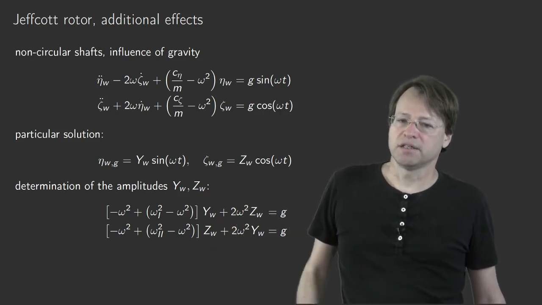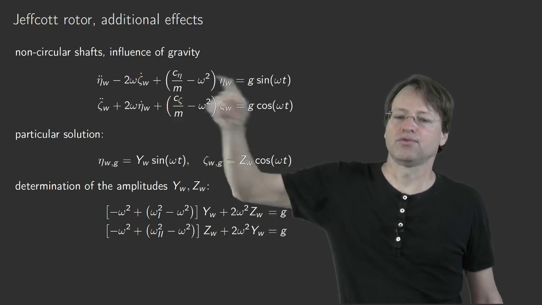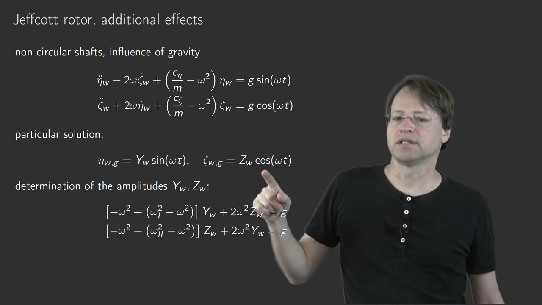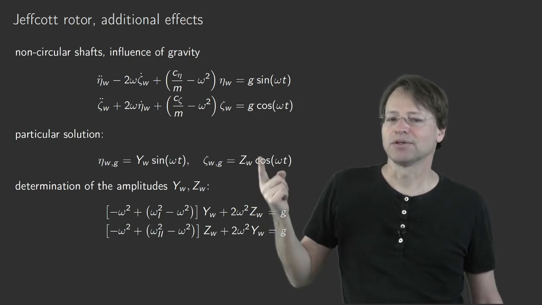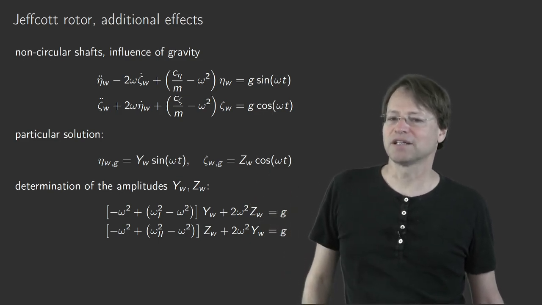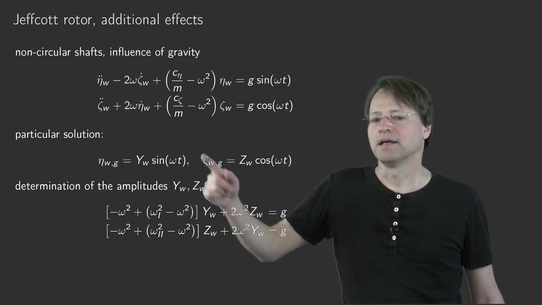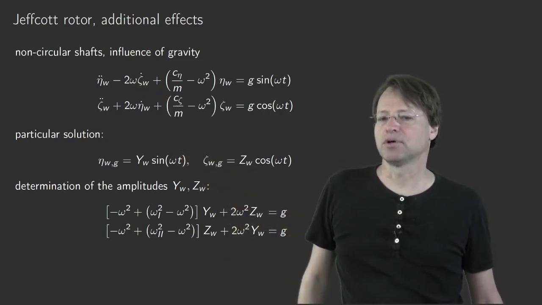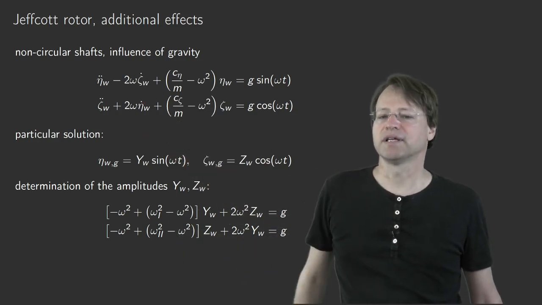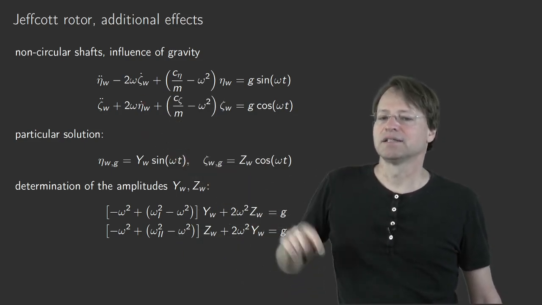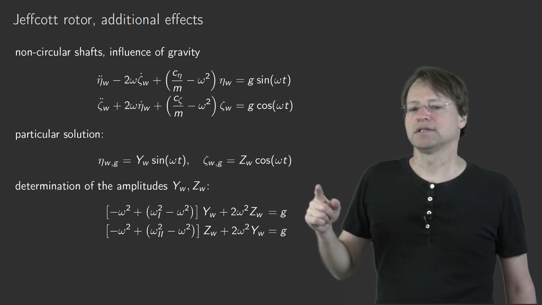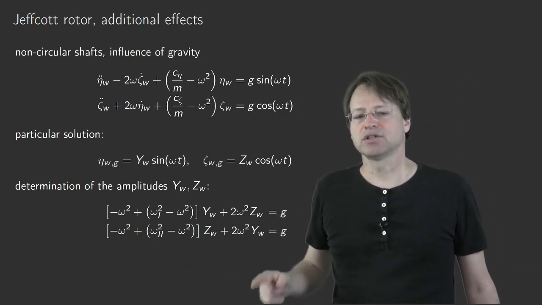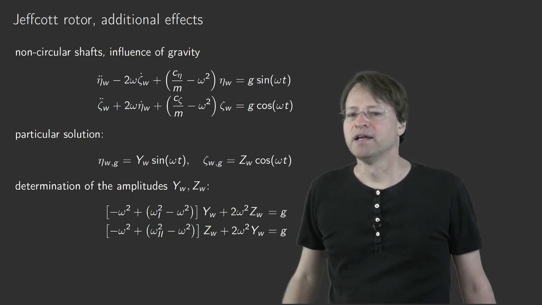For the term in Z, we refer here to the first order derivative, and there is a negative sign because the derivative of the cosine is minus sine. And we have a negative sign here, so in total we get a positive sign, 2 omega squared Z sub w. And on the right-hand side, we always have our g. Same for the second equation. On the right-hand side, we have our g.